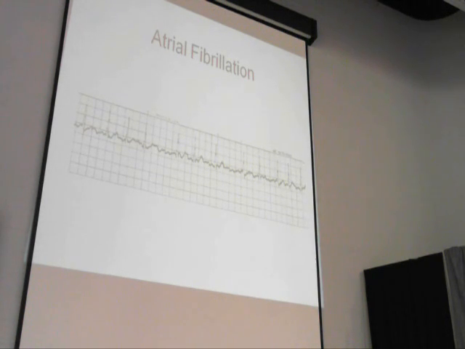You have a rapid atrial rate, an irregular ventricular rhythm, and a fast ventricular rate. You may see on the chart or the EKG that it says irregularly irregular. That's what atrial fib is. It's irregularly irregular. It's just a mess.